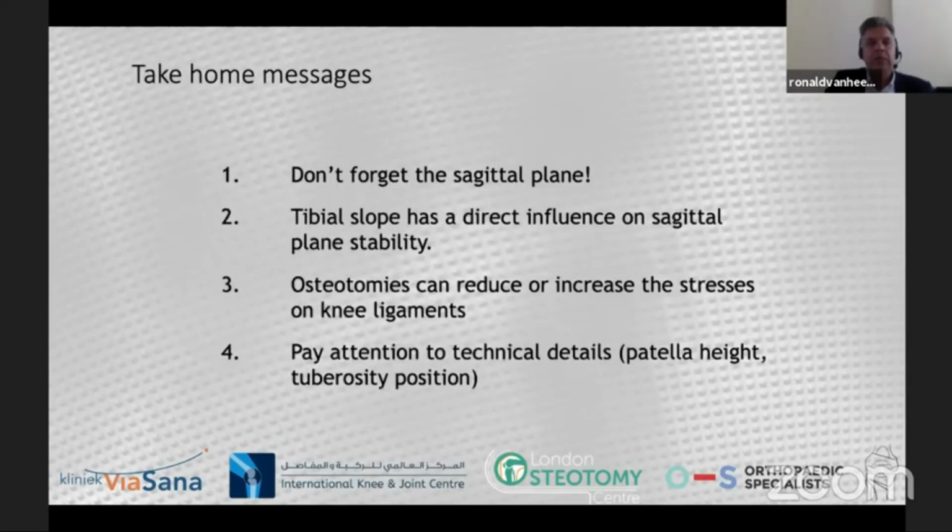Don't forget the sagittal plane. The tibial slope has a direct influence on sagittal plane stability. Sometimes you do not need an ACL reconstruction anymore after you have corrected the slope. Osteotomies can reduce or increase the stresses on knee ligaments, and pay attention to the technical details. The patella height is very important. The tuberosity position is equally important. So think about that in planning your sagittal plane corrections. That's the end of this presentation.